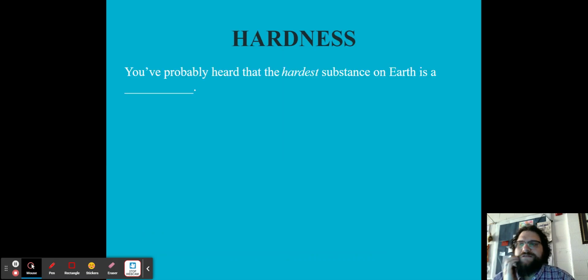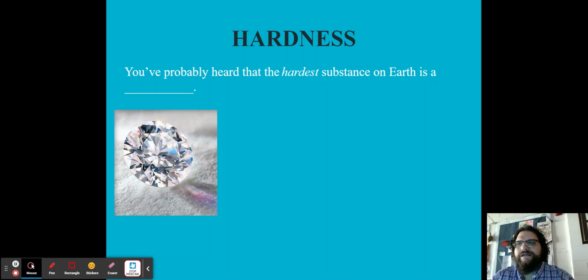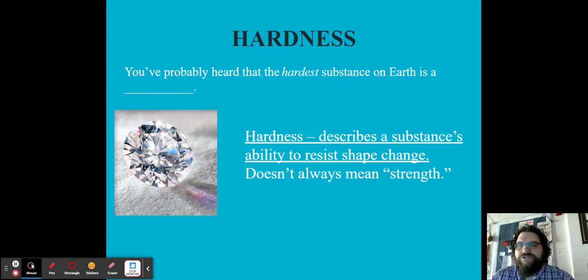Hardness. Now, this one's a little bit interesting. You've probably heard that the hardest substance on Earth is a diamond. Diamonds are very hard to shape. That is what we are describing hardness as. So it's its ability to resist change.